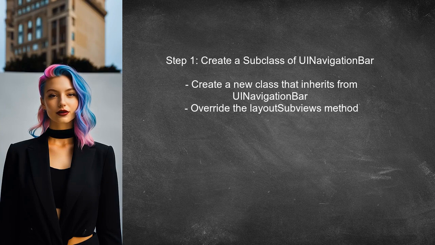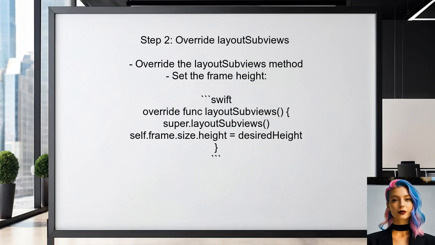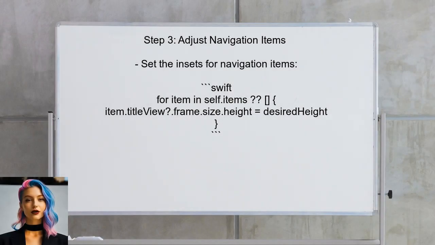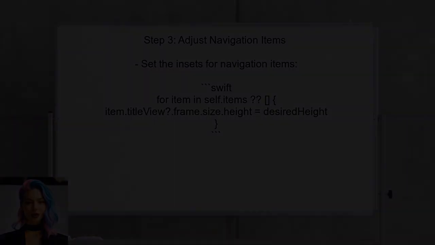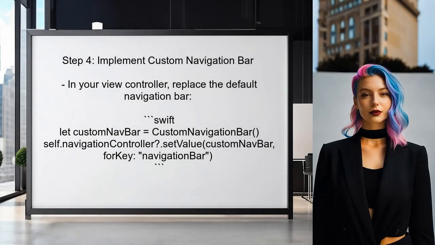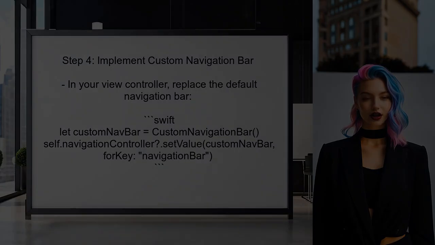To customize the navigation bar height in iOS 11, the user should start by creating a subclass of UI navigation bar. This subclass will allow for more control over the layout. Next, the user should override the layout subviews method in their subclass. This is where they can adjust the frame of the navigation bar to the desired height. After that, the user needs to ensure that the navigation bar's items are laid out correctly. This can be done by adjusting the insets of the navigation items. Finally, the user should implement this custom navigation bar in their view controller. This will ensure that the new height is applied throughout the app.